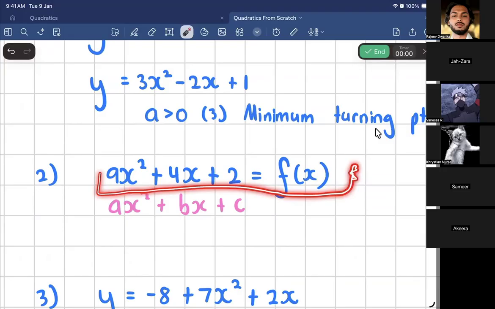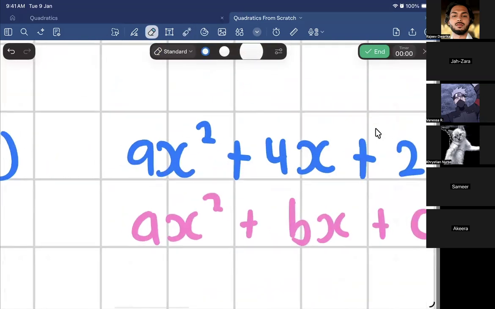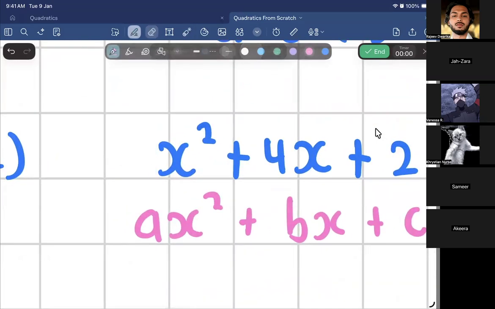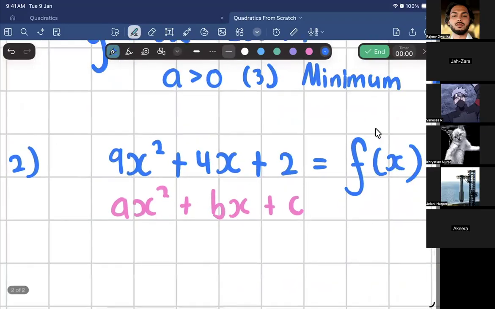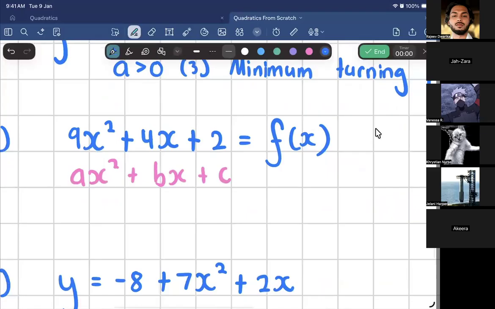What are you saying? ax squared plus 4x plus 2 equals. Oh, I see the problem. My handwriting. That's a 9, eh? Yes, I was about to say that. This is 9. Sorry about that.